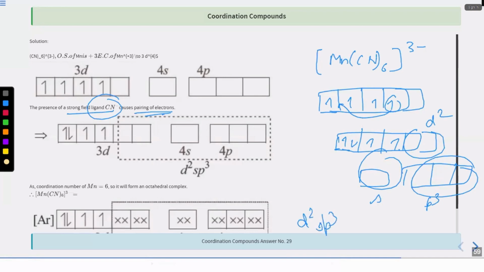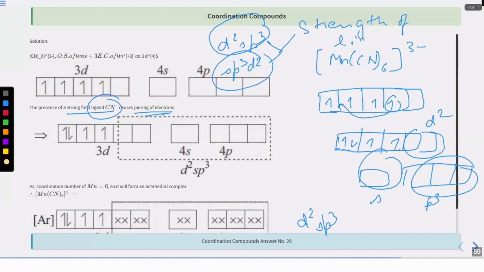And why is it forming so? Because there can be only two possibilities, either d2sp3 or sp3d2. But how do we decide between these two? This is decided using the strength of the ligand only. If the ligand is stronger, then it will force the unpaired electrons to pair and it will empty the inner d shell. So we will get d2sp3. If the ligand is not stronger, then we will get sp3d2, because this d shell would not become empty and I need to take s1, p1, and the outer d1.